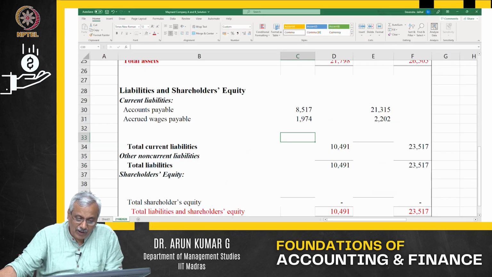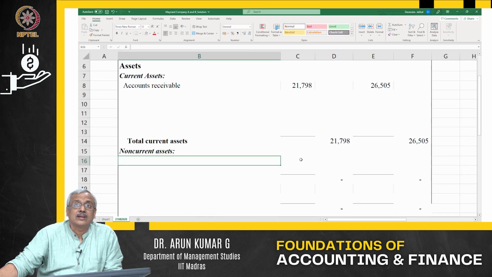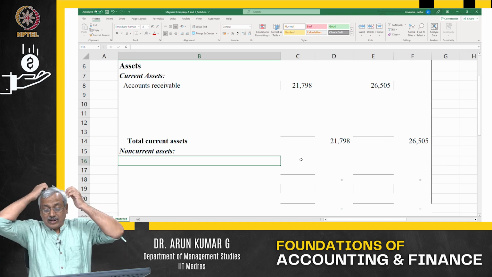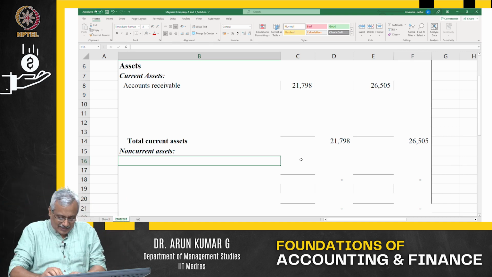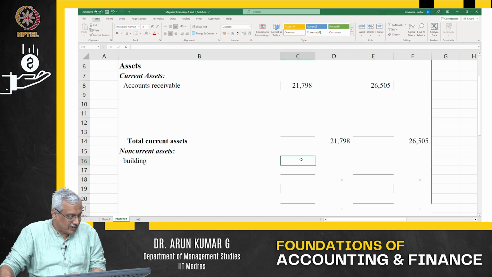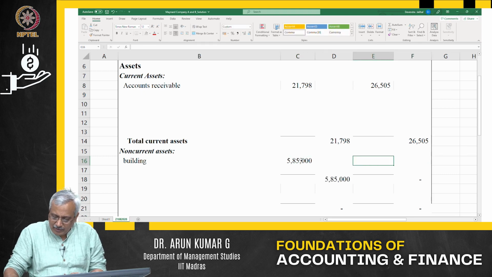So, what is building? Building is a non-current asset. It is going to be a long-term asset. The other name for it is a fixed asset. Yes, it is a fixed asset, building. That is, what is the price of the building? 585,000, and the price of the building is 585,000 out there.